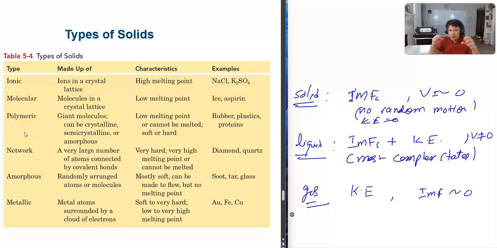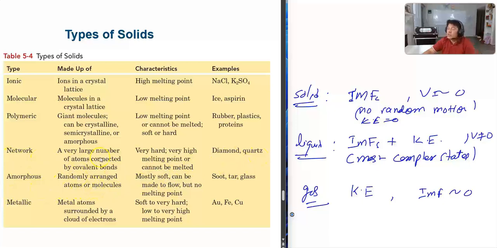Polymeric solids are polymers, giant molecules, right? For example, rubber and plastic. They also have a low melting point or cannot be melted, or are soft or hard, depending. Okay. Network solids have a very large number of atoms connected by covalent bonds. That is the network. They are very hard, with a very high melting point, or cannot be melted. For example, diamond and quartz are very hard and very hard to melt. And amorphous solids are randomly arranged.